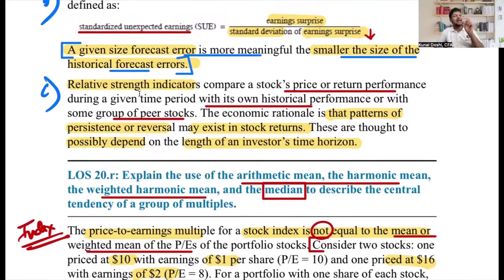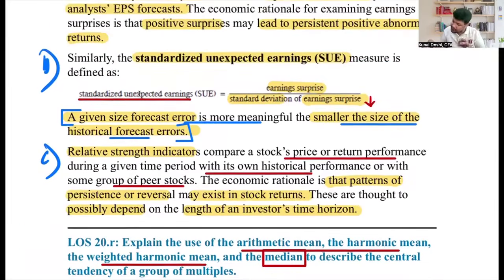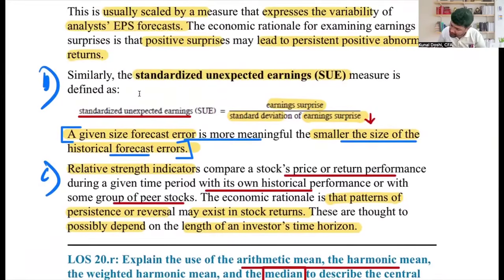So we want the standard deviation of the earnings surprise to be low. Otherwise, we probably think that the earnings are manipulated, right? So we need positive surprises, which will lead to positive abnormal returns. But there should not be high volatility on both the positive and negative side. So the standard deviation should be low. Clear?